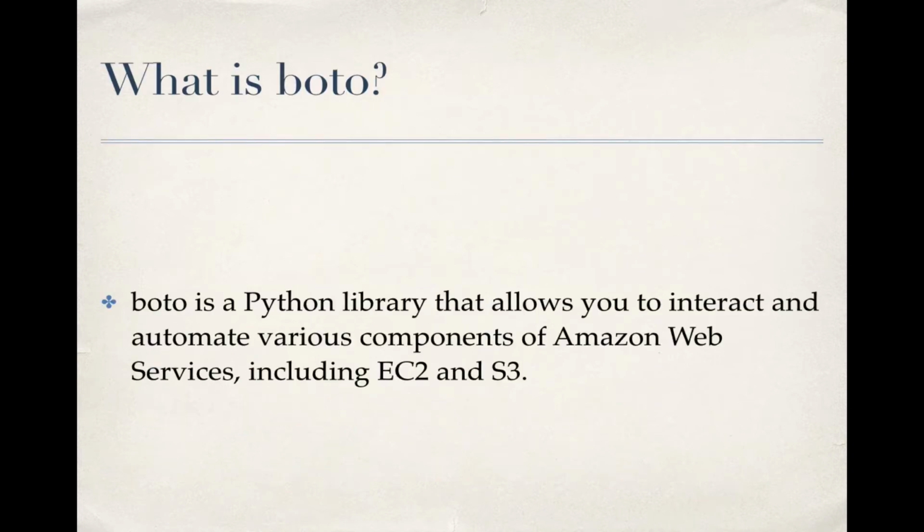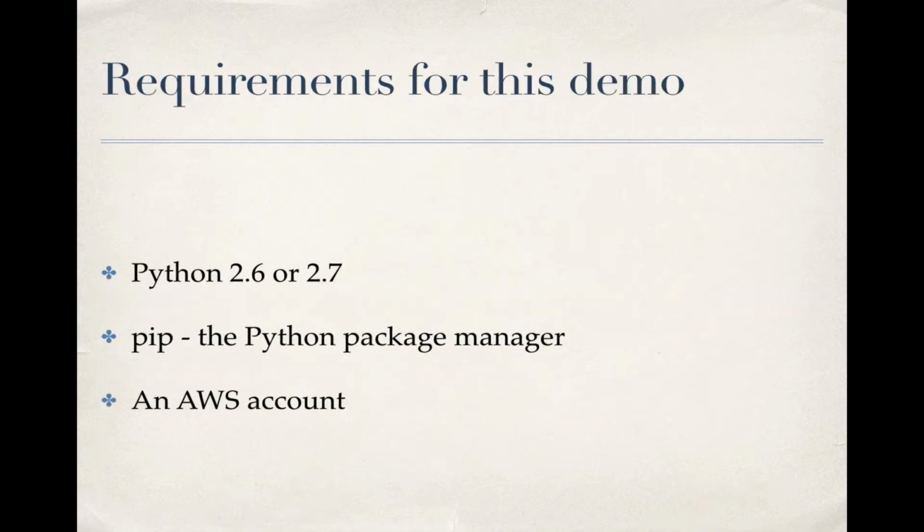So what is Boto, you ask? Well, Boto is a Python library that allows you to interact and automate various components of Amazon Web Services, including EC2 and S3, all using Python. So the requirements for this demo are Python 2.6 or 2.7, the Python Package Manager, and an AWS account.